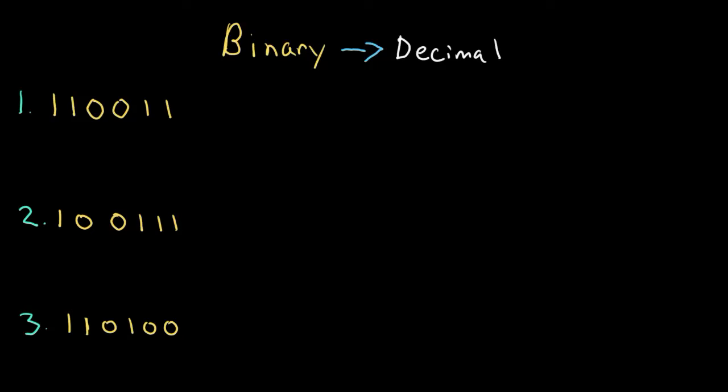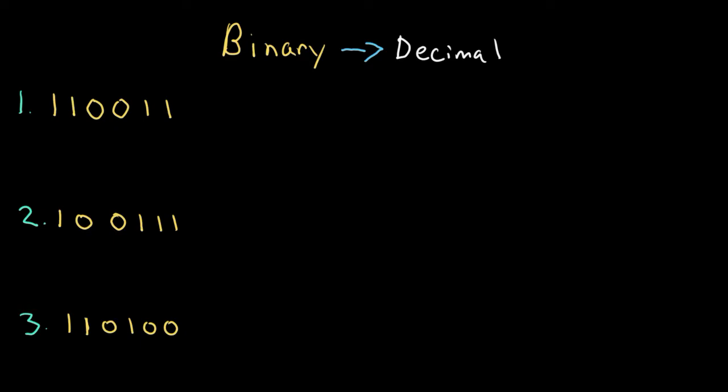Today we're going to just do some practice problems converting binary to decimal and decimal format back to binary. So first we're going to start with binary to decimal. We have 3 examples here on the board, and please pause this video at any time and go along with it. So we're going to start with problem number 1.